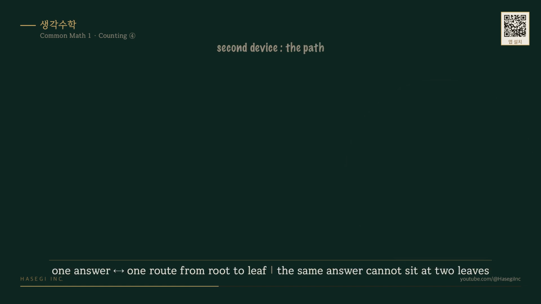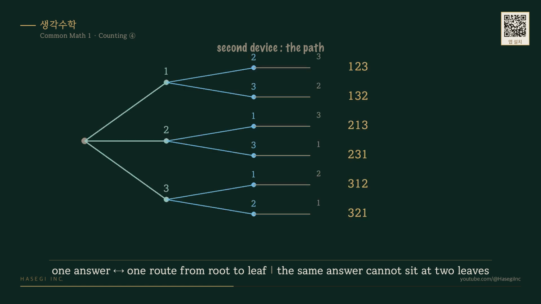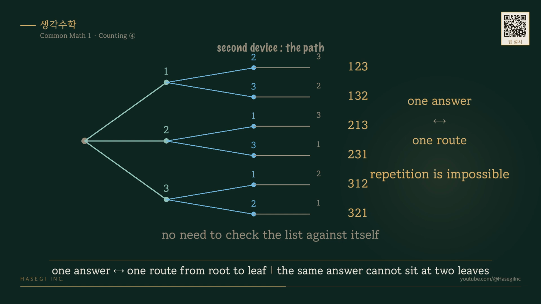The second device is the path. In a tree diagram, one answer corresponds to one root from the root out to a leaf. Different roots land on different leaves, and the same leaf means the same root, 1 to 1, exactly paired. So the same answer cannot possibly appear at 2 leaves. Repetition is structurally impossible, which is why you never have to check your list against itself.